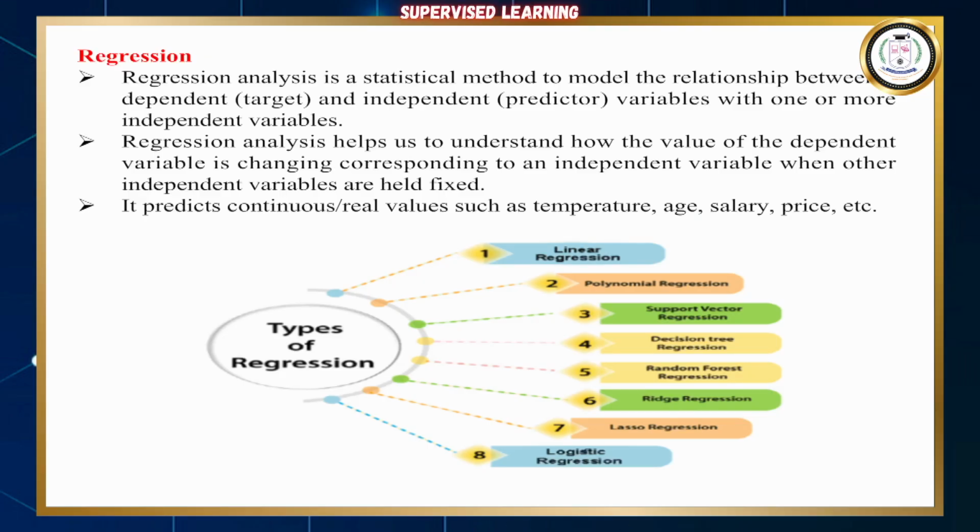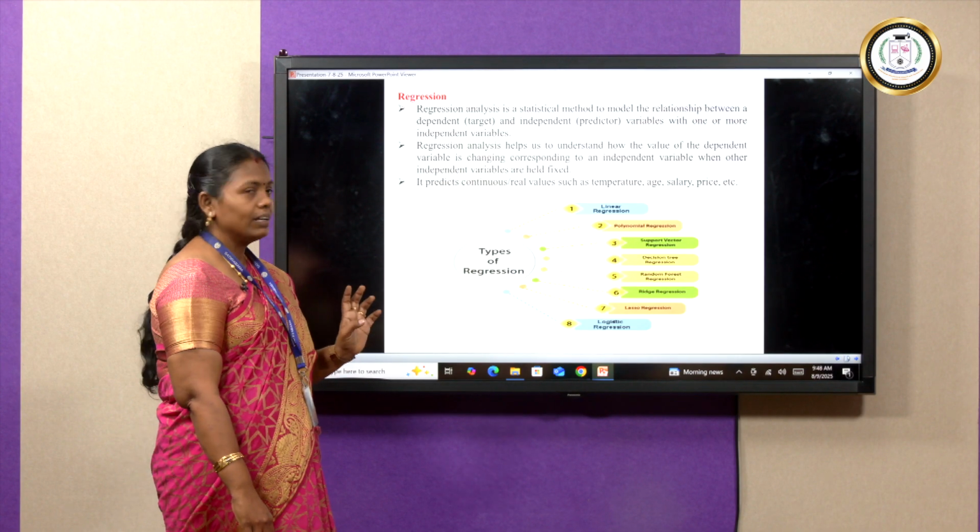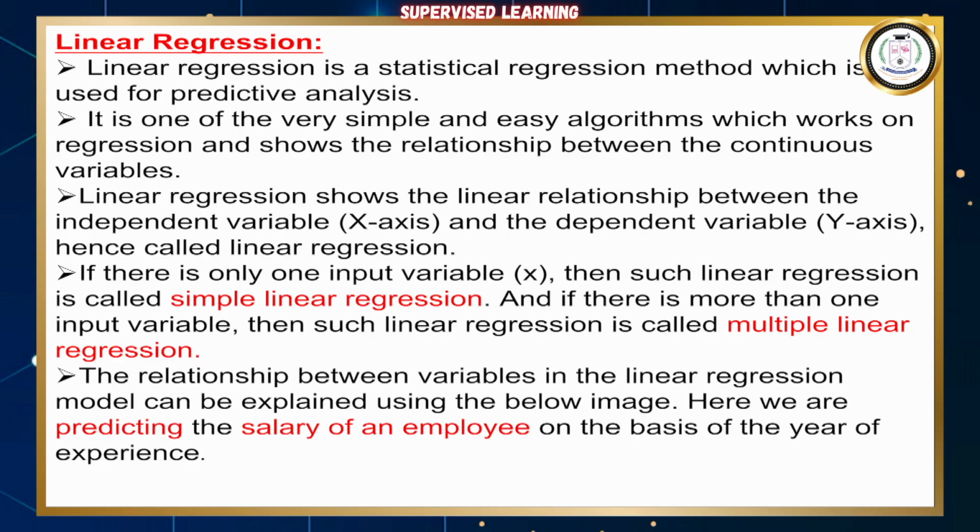Here we have different types of regression. The first one is linear regression, then polynomial regression, support vector regression, decision tree, random forest, ridge regression, lasso, and logistic regression. These are the different types of regression algorithms. The first one is linear regression.